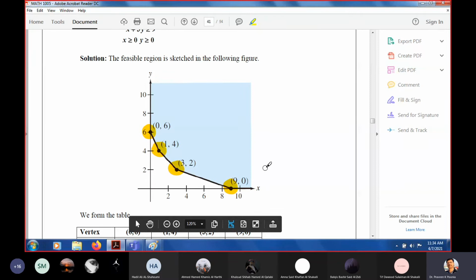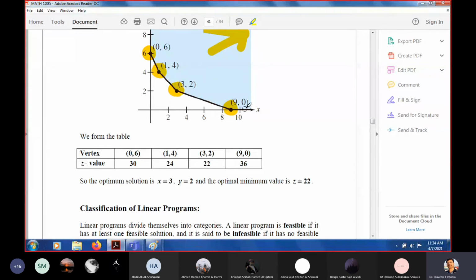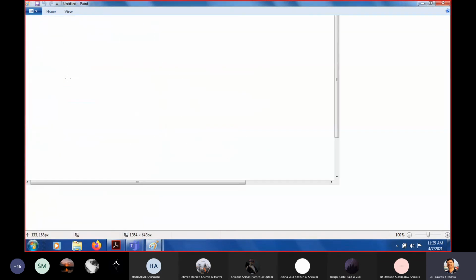So you need to find the value at these 4 corners, and then you can see there is no maximum value here because it is open, but a minimum value is there. What is the minimum value? It is 22. He has calculated the value at all the 4 corners, and at all the 4 corners the minimum value is coming 22. So if the problem is not closed, the problem is unbounded, then it will have either a maximum value, or a minimum value, or no solution. Property number 4.